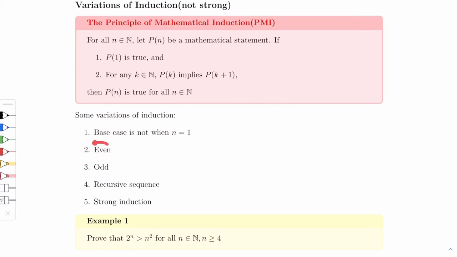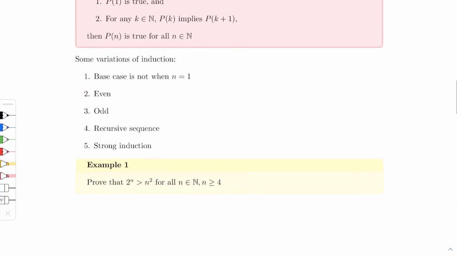So those two are really common. Number 4 is a recursive sequence. Most likely you'll see recursive sequence in strong induction questions, but sometimes a recursive sequence is like a normal induction. Sometimes you don't need strong induction to do it. And I think there is one example in your textbook. So I'm not gonna do this, but because there is one example in your textbook, you can just have a look at this. I'm not gonna talk about it separately because you will see recursive sequence again in strong induction.